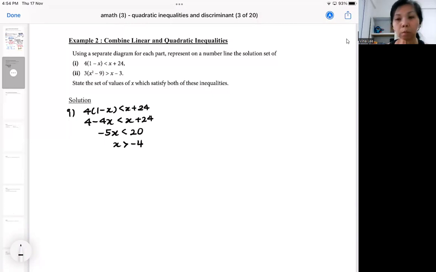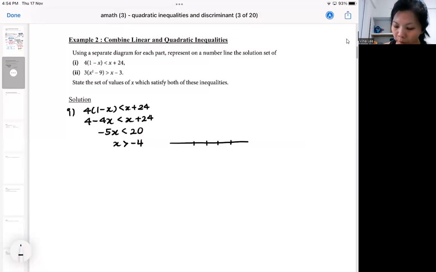So if I do the linear inequality, how am I supposed to do the number line? Usually I will do something like this. I will show a couple of numbers, the nearby numbers. So x is greater than -4, so that is an empty circle. That will be my linear inequality and also my representation on a number line.